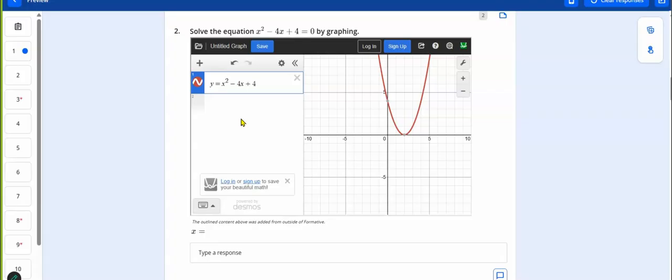What do you think the answer to this question is? 2. Yeah. And there's only one answer, right? Because it only touches the x-axis once.